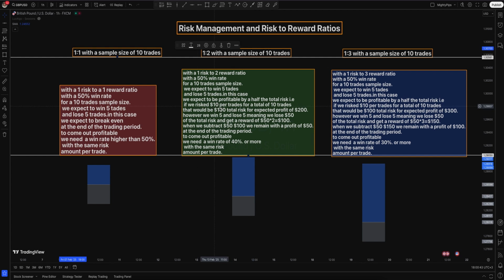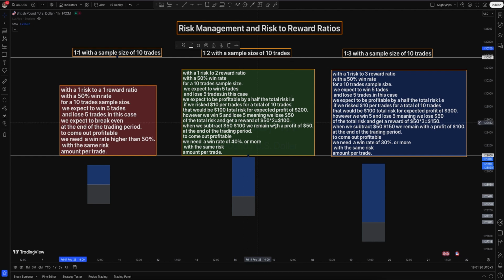Meaning if you're risking $10 per trade, for example, that is a total of $100 risked, okay? You are risking $100 total to expect a profit of $200 because your reward is twice your risk, okay? But out of those 10 trades, you win 5 and you lose 5. It means you are going to lose $50 because 5 times 10 is $50, okay? You're going to lose $50 out of the total risk that you invested, which is $100, okay?